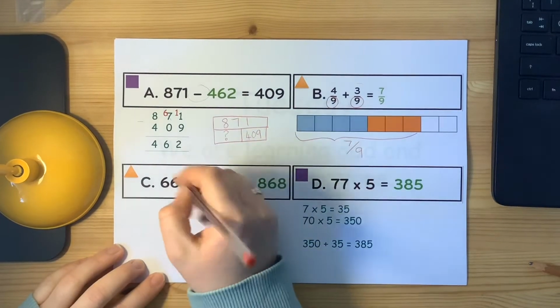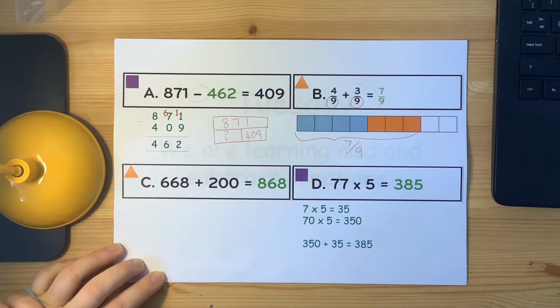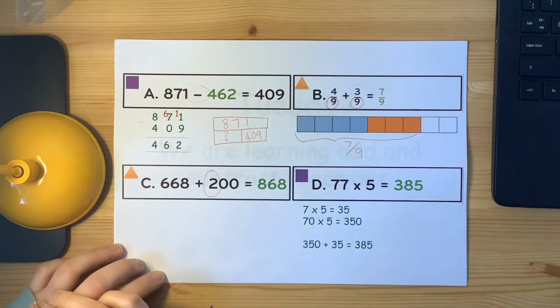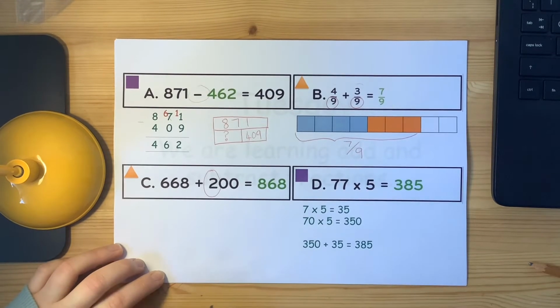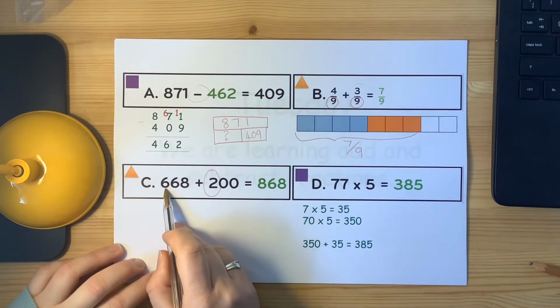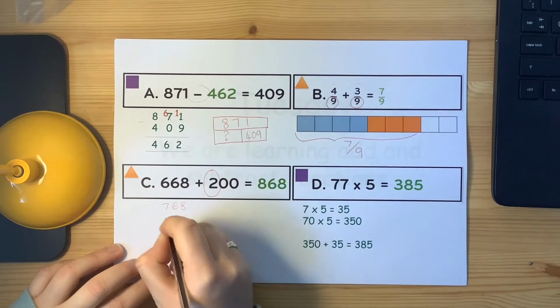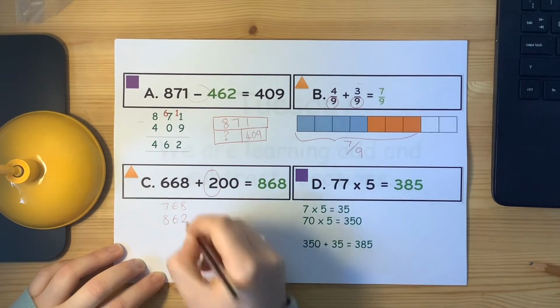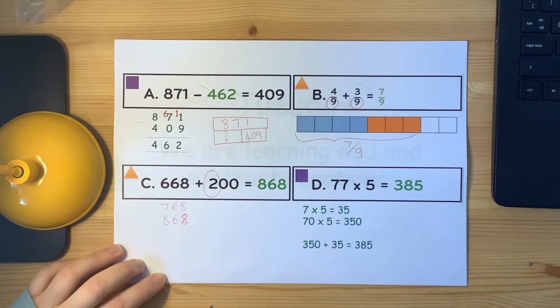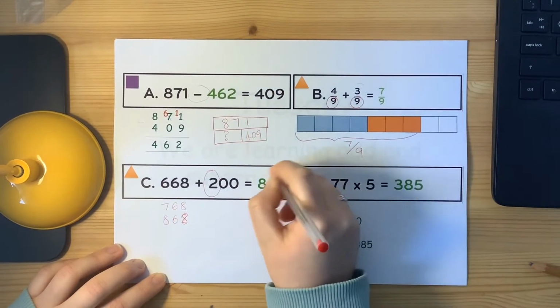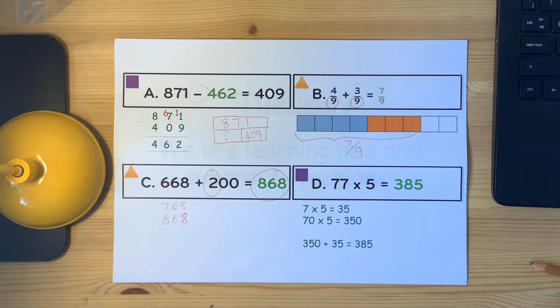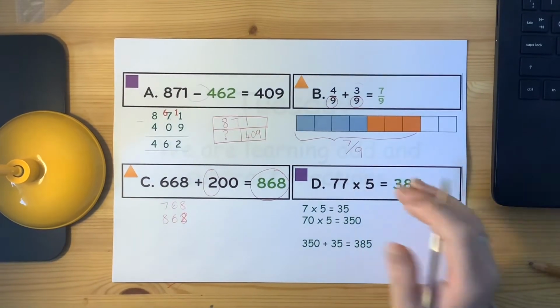Over here, this one you could have had a go with mentally, because you're just counting on in hundreds and you're doing that for 200. So you have 668, 768, 868. Sorry, not 62. So if you add 2 hundreds, you end up with 868.